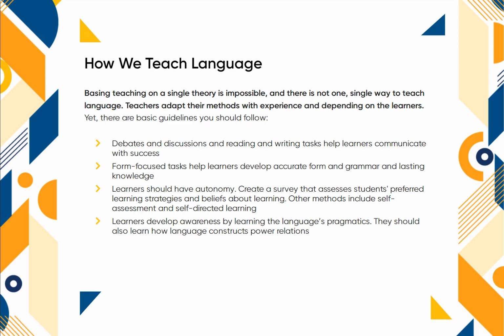Learners should have autonomy. Create a survey that assesses students' preferred learning strategies and beliefs about learning. Other methods include self-assessment and self-directed learning. Learners develop awareness by learning the language's pragmatics. They should also learn how language constructs power relations.